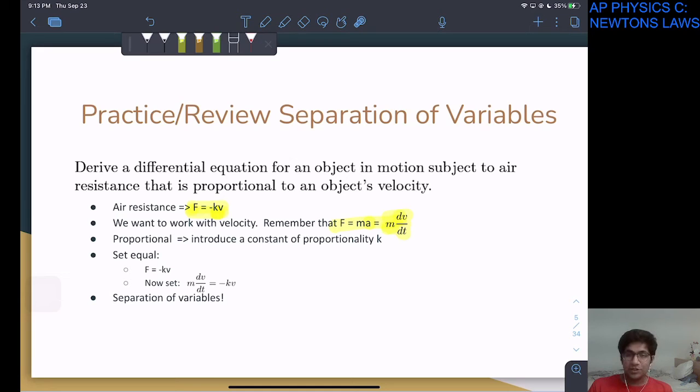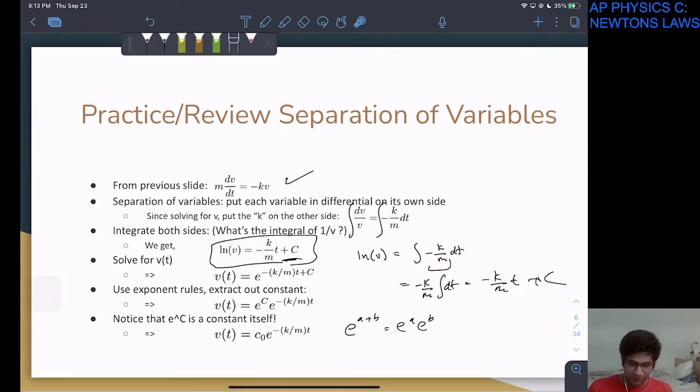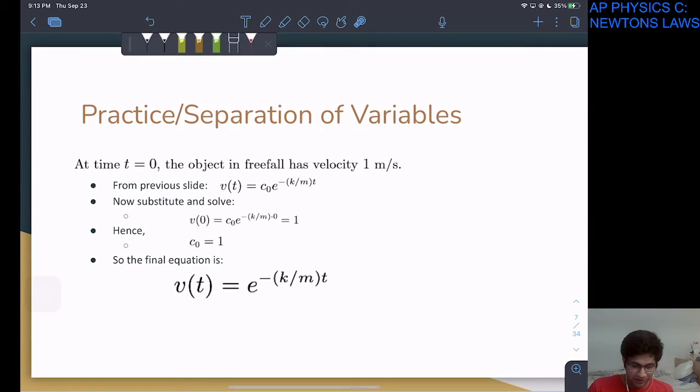This is a continuation of this problem here. We're just going to give more information now. So that was part 1. Now we're going to say that at time t equal to 0, the object in free fall has velocity 1 meter per second. So from the previous slide, we have this equation.